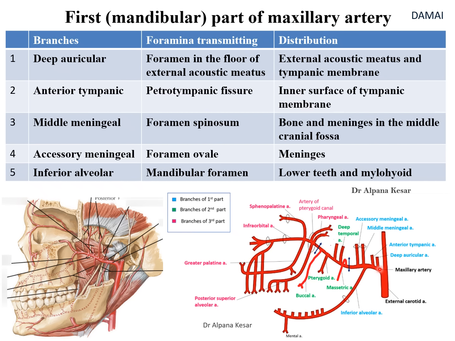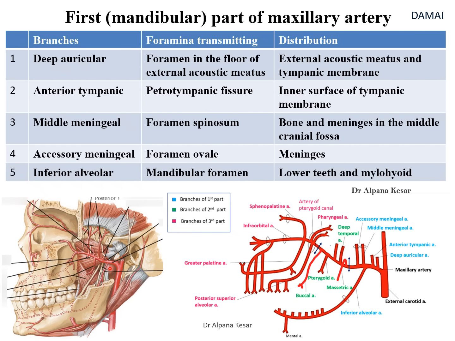The first 2 branches of the first part of maxillary artery are deep auricular and anterior tympanic, which are these, and go to the structure of the ear. The 2 branches after that are accessory meningeal artery and middle meningeal artery, which pass upwards and pass through the foramina in the base of the skull, that is foramen spinosum and foramen ovale, to enter the middle cranial fossa.